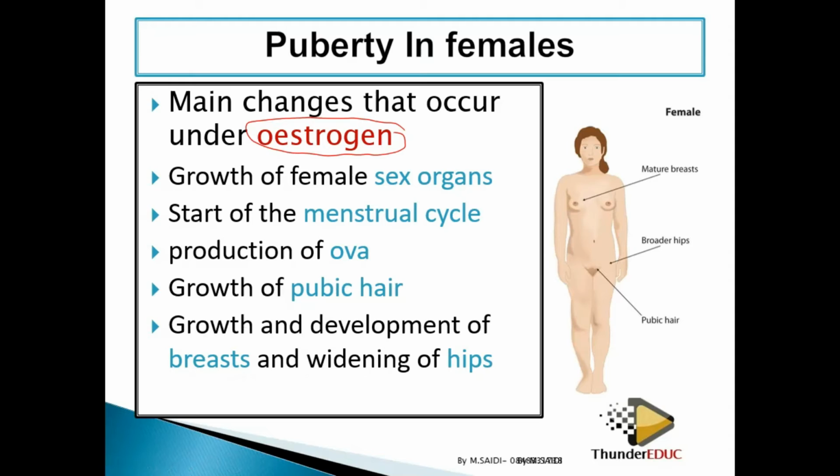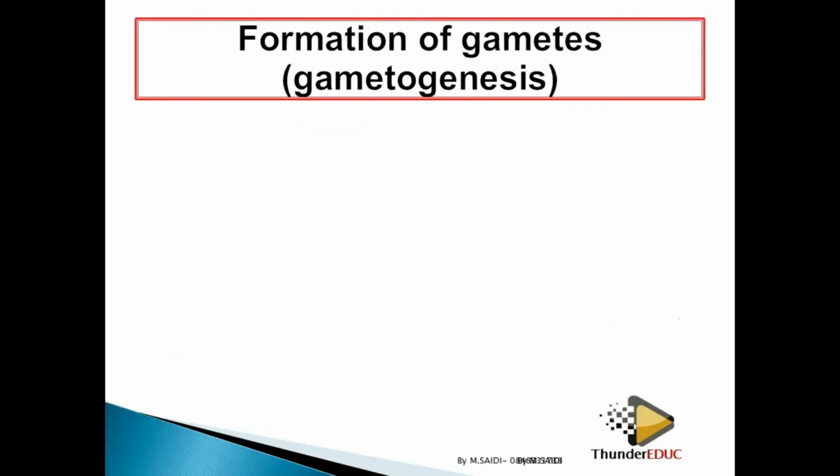Development of the hips so that you can widen and accommodate the developing baby. And then if you have seen the secondary sexual characteristics in male and you have seen the secondary sexual characteristics in female, it means that you are ready. If you go for sex, you are able to conceive. You can become fertilized. So how are these ova and the sperms being generated?